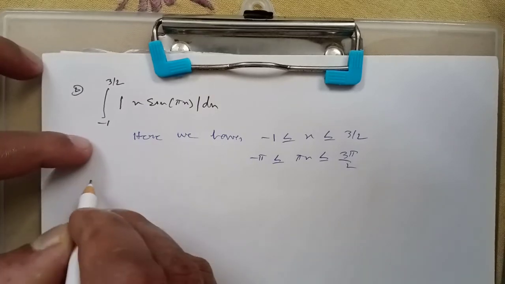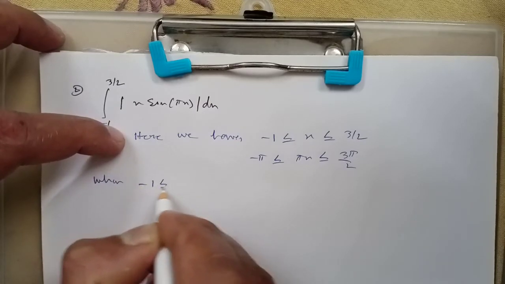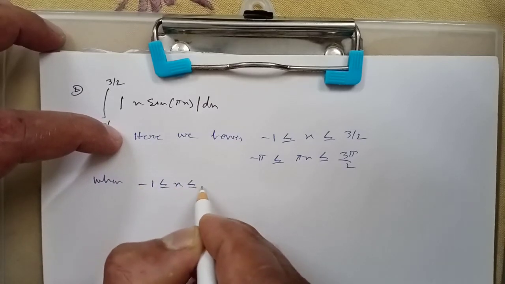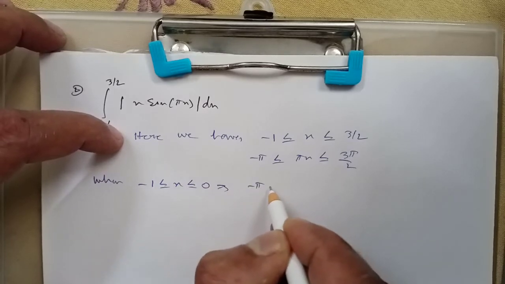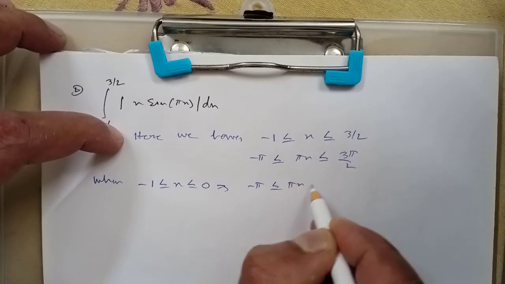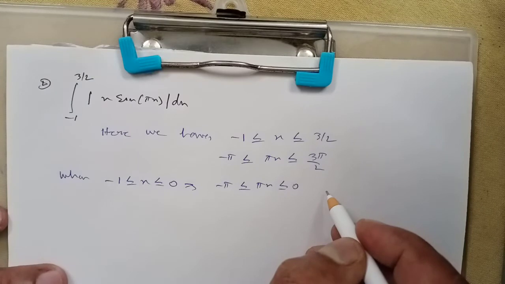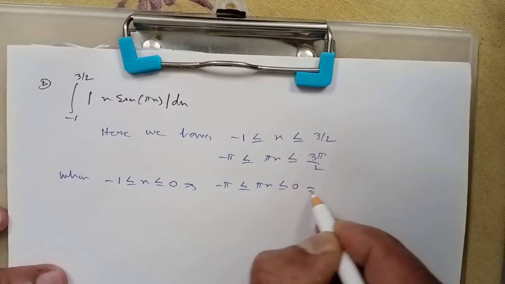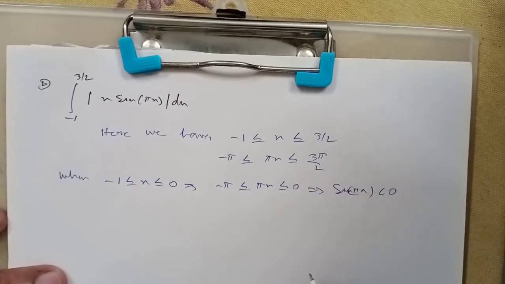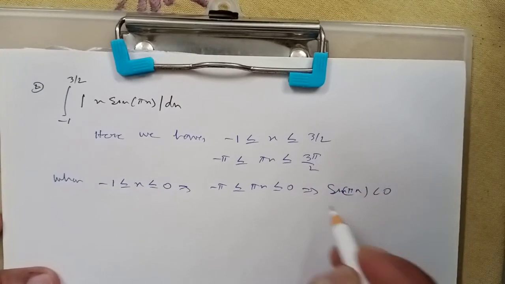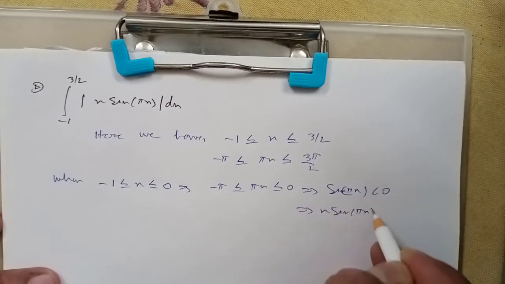When -1 less than or equal to x less than or equal to 0, that implies minus pi less than or equal to pi x less than or equal to 0. Here in this case, sin pi x is less than 0. That implies x sin pi x is more than 0.